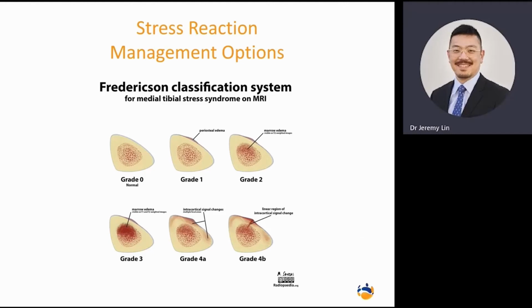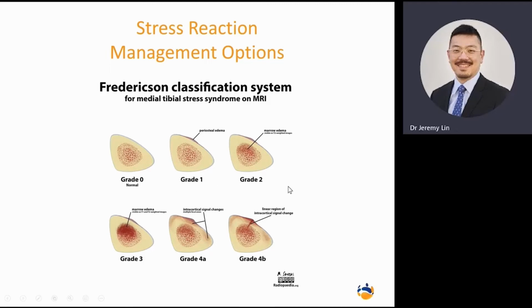Now, this is a cartoon that I lifted from Radiopaedia, so thank you to the author who made this graphic. It is the Fredericson classification system for stress reaction on MRI. There are many different flavors of classification system on MRI, and this is one of them. They're basically variations of the same thing. Essentially, you have low grade, grade 1 stress reaction, where it's just periosteal edema. There's no periostitis yet. That is detectable on MRI.